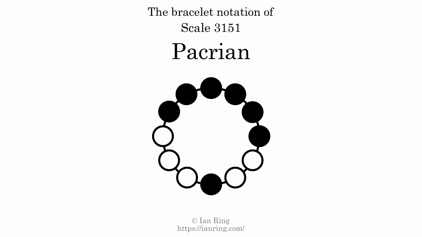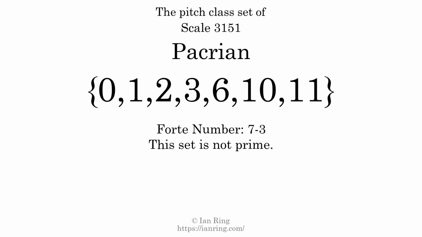This is a bracelet notation diagram of scale 3151. The shaded circles represent tones that appear in the scale, and they are read clockwise, starting at the top. The pitch class set for this scale is 0, 1, 2, 3, 6, 10, 11. The Forte class is 7, 3. This set is not prime.